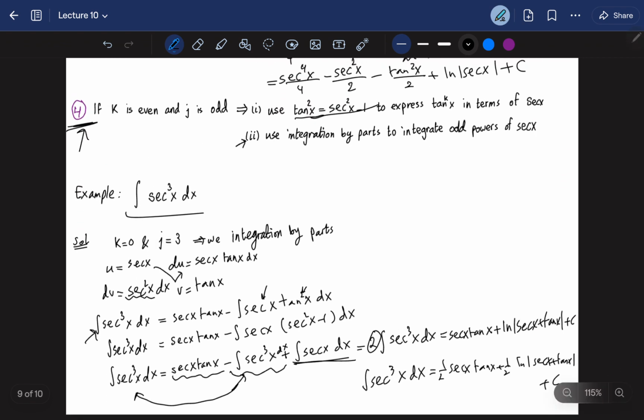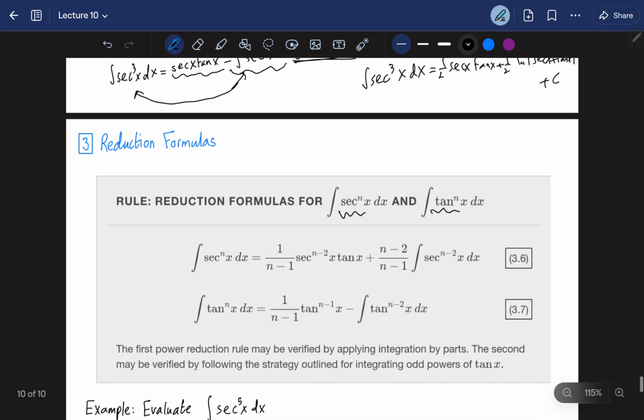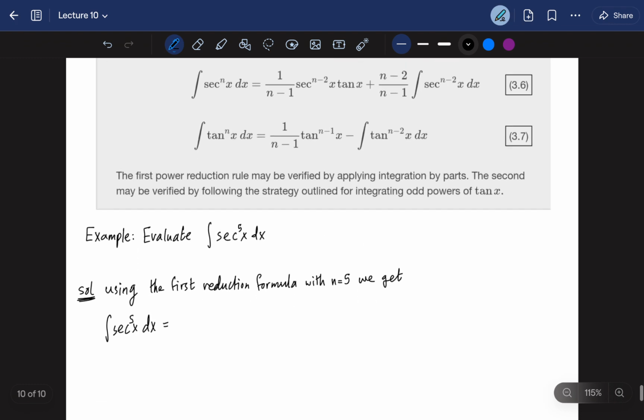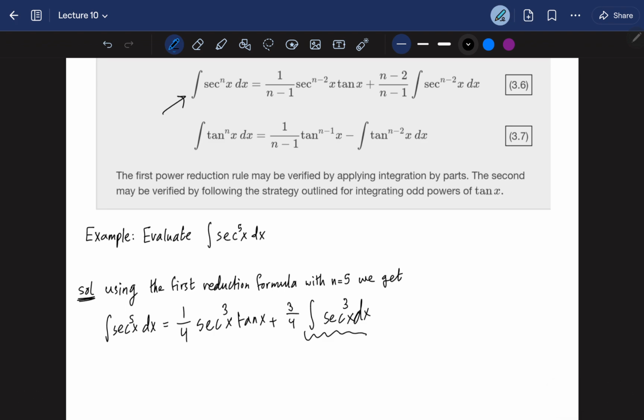obviously it's going to work, but it's going to be a very long process. But we're going to get the same exact answer in the end. So here, instead of doing strategy number 4 and doing a lot of steps, I can just apply the reduction formula that we have here with n equals 5. So this is 1 over 4 secant to 5 minus 2, so that's 3, tan plus 3 over 4, the integral of secant cubed dx.